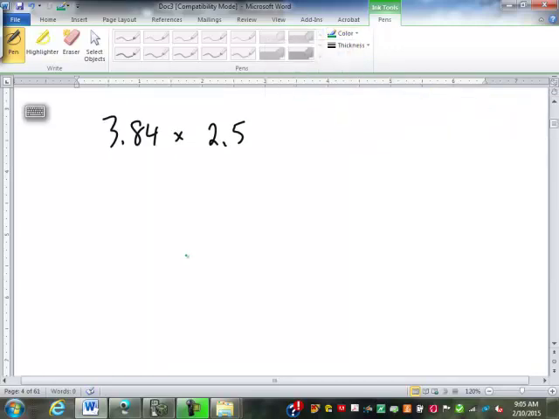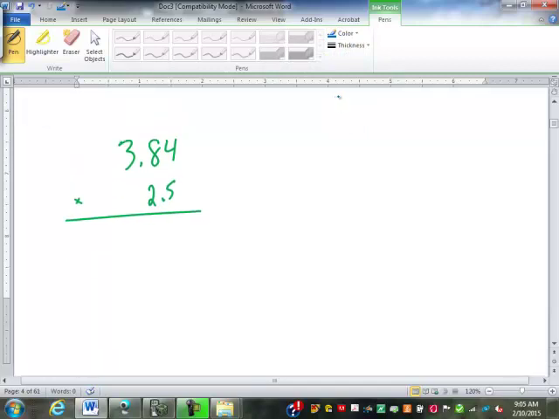When we set up multiplication, do we have to line up the decimal points? No, we don't. Because when we multiply, we don't need the same name. In fact, we're going to ignore that the decimal points are even there. We're going to do 5 times 4 is 20, so 0, carry the 2. 5 times 8, 40, plus 2 is 42, so 2 carry the 4. 5 times 3, 15, plus 4 is 19, so 9 carry the 1.